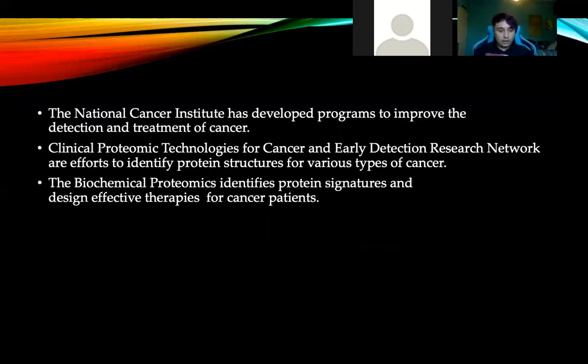Okay, so institutions like the National Cancer Institute have developed programs to improve detection and treatments for cancer, while other organizations like Clinical Proteomic Technologies for Cancer and the Early Detection Research Network are efforts to identify protein structures for various types of cancers. And biochemical proteomics identifies protein signatures and designs effective therapies for those cancer patients.